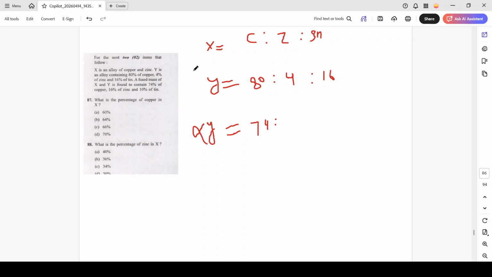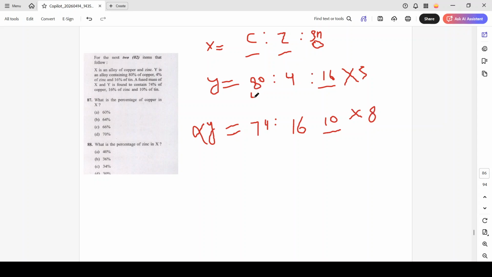Okay, and 16% of zinc, and 10% of tin. Now if I see that X and Y has just two elements, Cu and Zn, and Sn was zero here. So from here, I see that in both the cases this will be the same. To make this same, I need to multiply it by 5 and multiply the whole equation by 8. Okay, so what does it become?